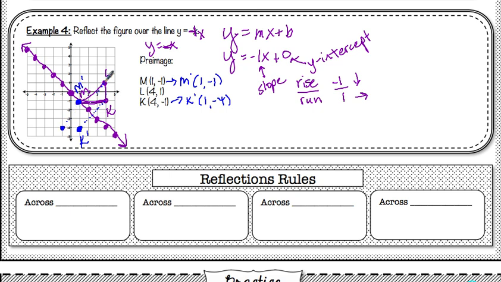Let's do that one more time. 1, 2, and a half. And I'm right here. A half, 1, 2. And I'm here. That is L prime. And I'm going to connect the dots. And L prime is located at -1, -4.